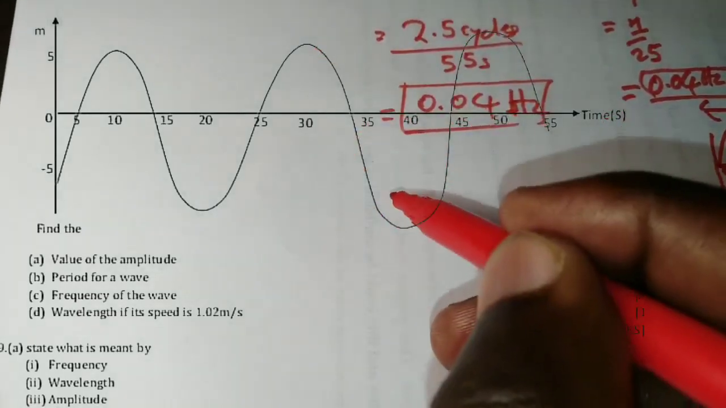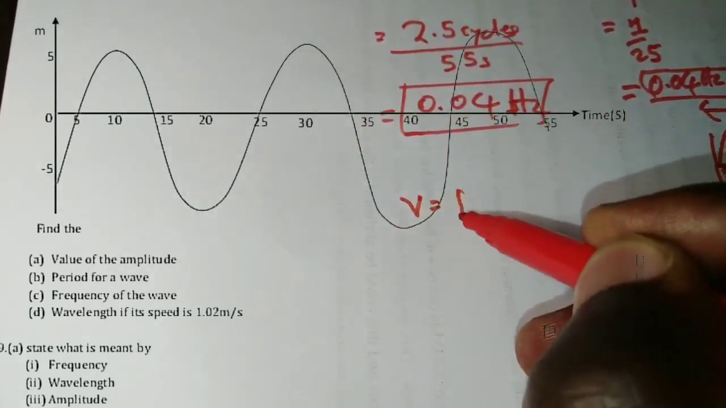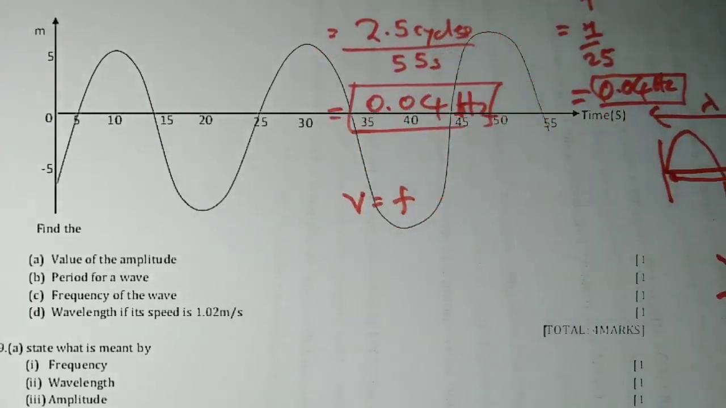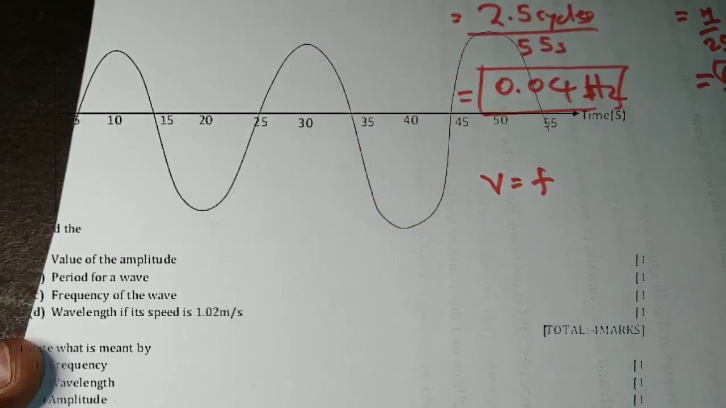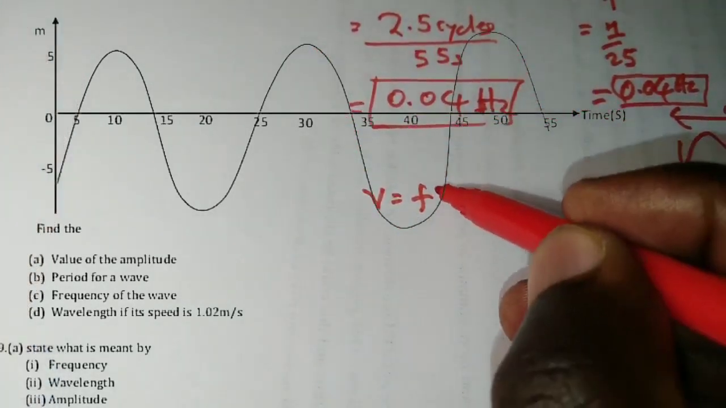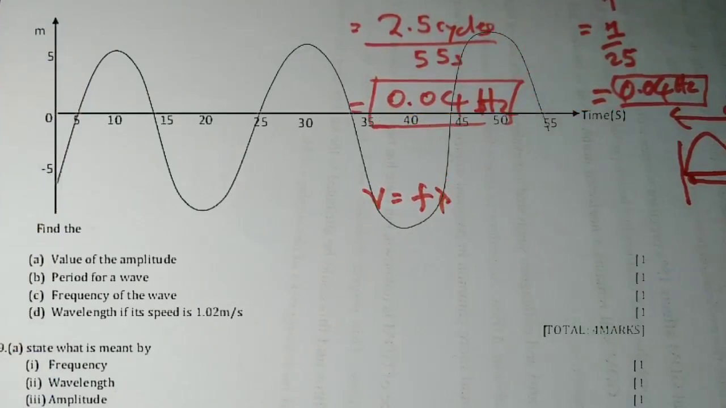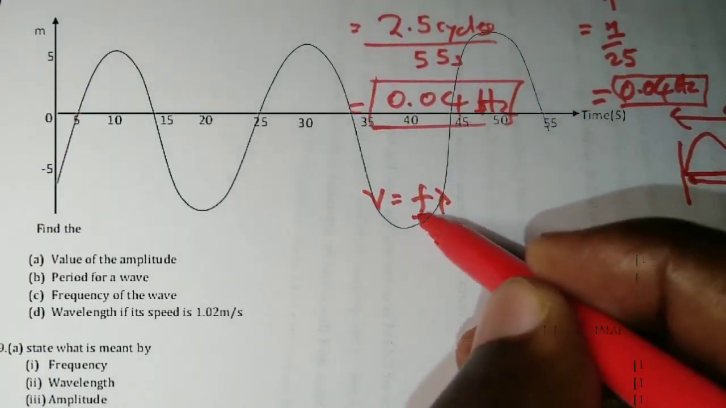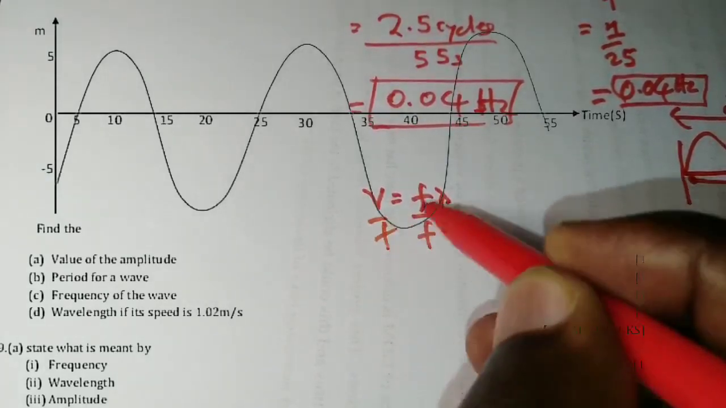So we use the same formula, velocity is equal to frequency times lambda. We are finding the wavelength now, so we divide both sides by the frequency.